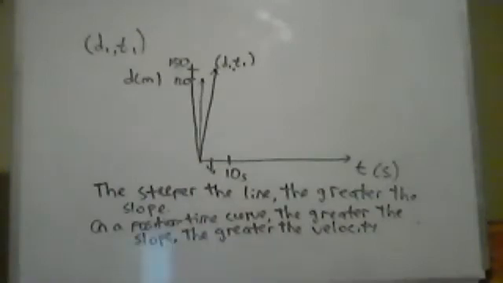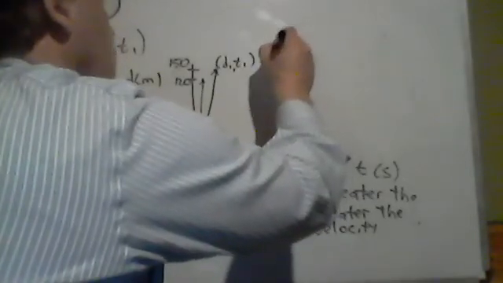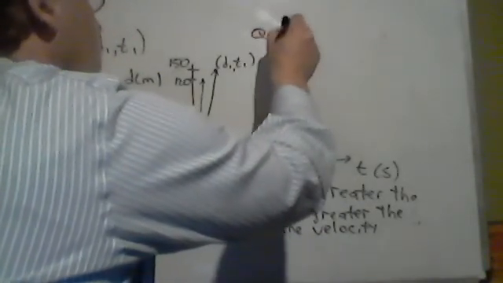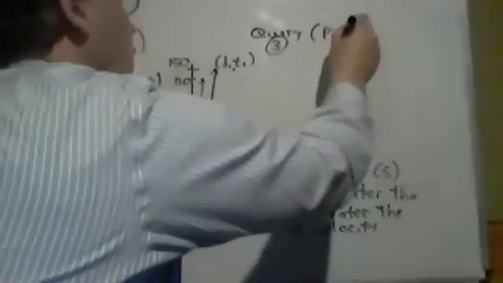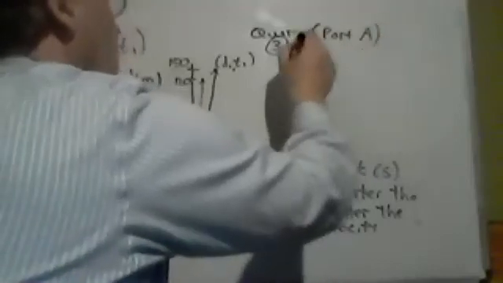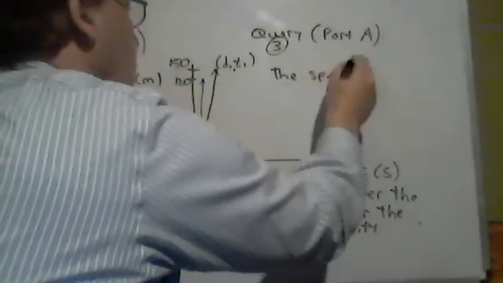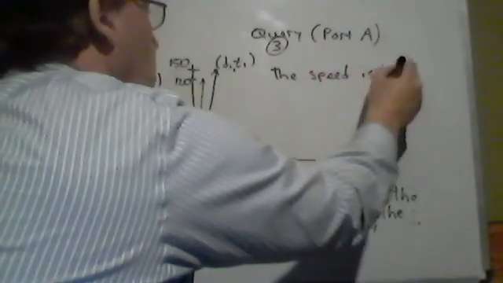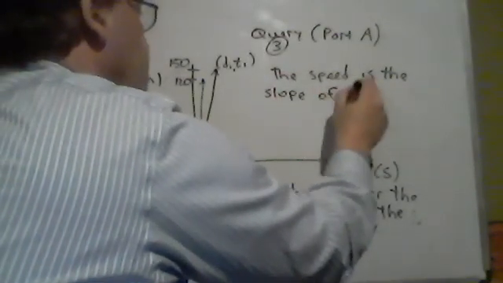Again, as I just said, the speed is the slope of the position time curve. So number 3 on here would be what I've been saying all along. So query number 3, for part A: what is the relationship? Well, what you should see is that speed is the slope of the position time curve.